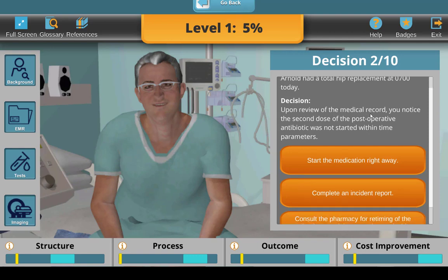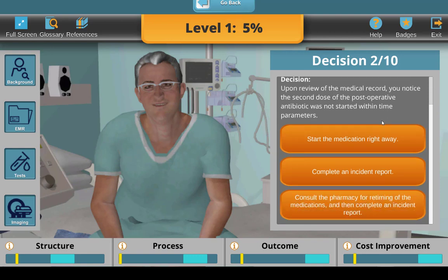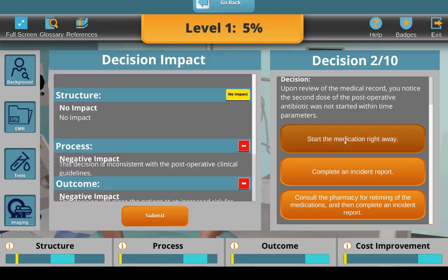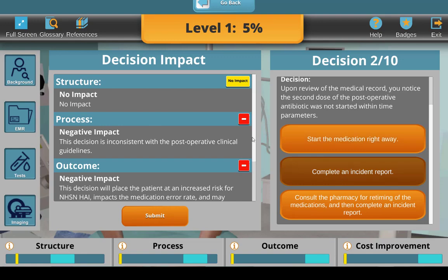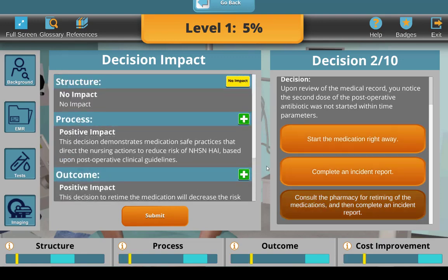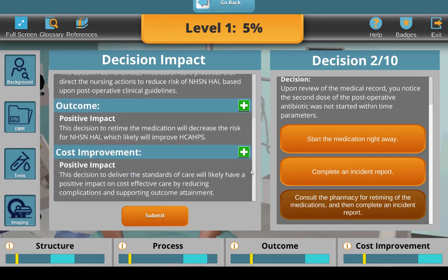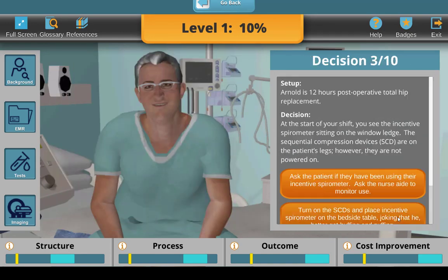Okay, so now we've noticed that his second dose of post-op antibiotic was not started within the time parameters. Should we start the medication right away? Should we complete an incident report? Or should we consult the pharmacy for retiming of the meds and then complete an incident report? And I would say, based on the green plus signs, that consulting the pharmacy and retiming the meds looks like the route to go. So we'll submit that and continue on to item number 3.